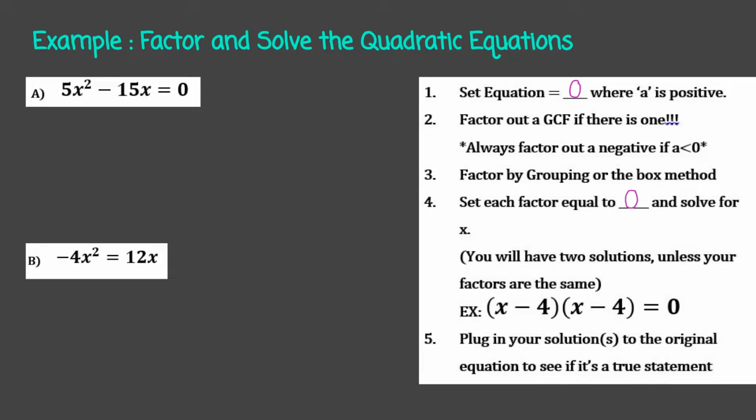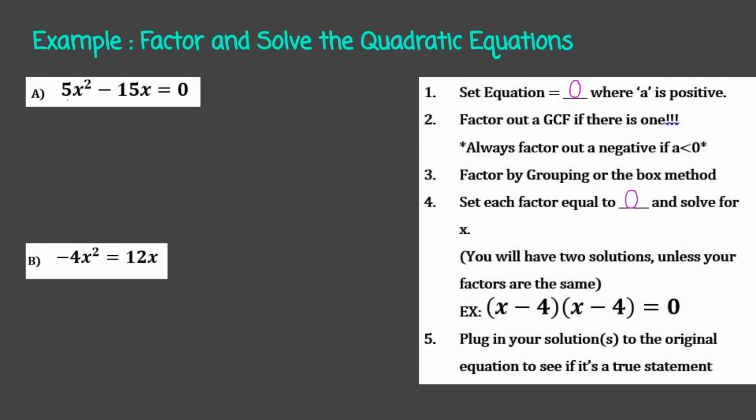Okay, so let's go ahead and look at some examples, and I've copied the steps over here on the right so that you can follow along as we're working through these problems. The first thing you want to make sure is that your quadratic is set equal to 0, which this one is. The next thing you want to look for is a GCF, and if you remember from the last unit, you want to look for what they have in common.